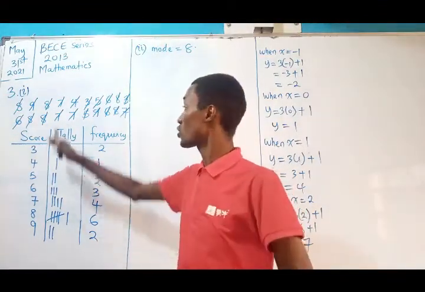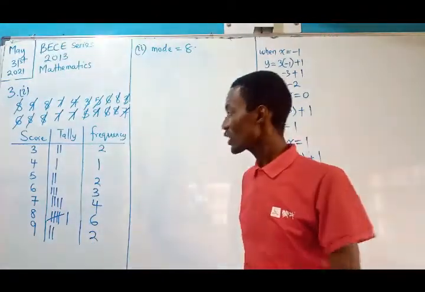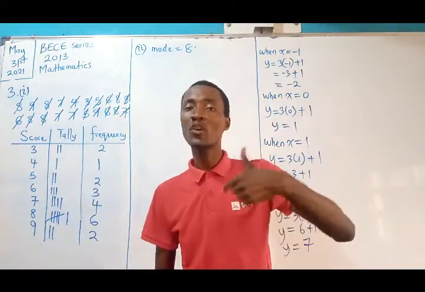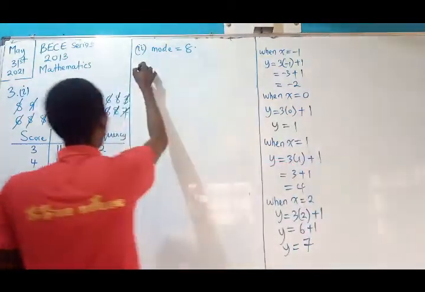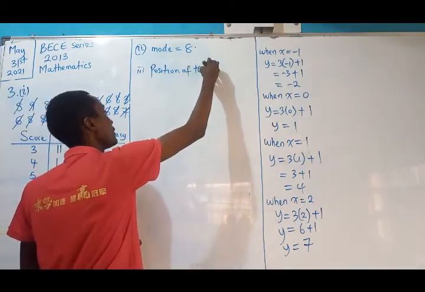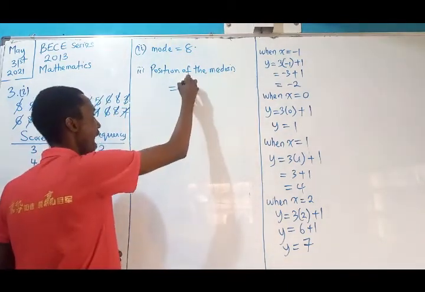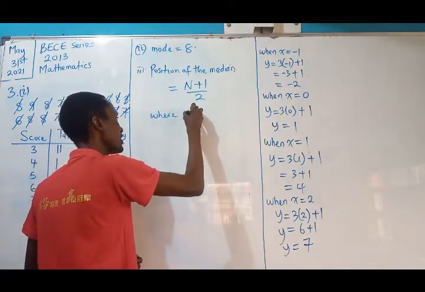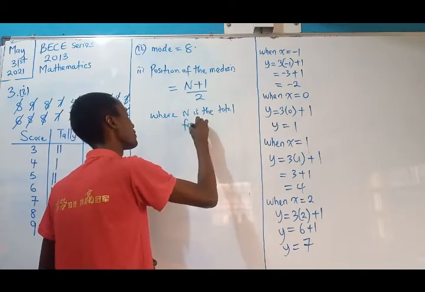So let's look at the scores we have. This is what we have. Please be watchful here. You've done this. There's a reason you have done this. So if we want to look for the median, we must look for what is called the position of the median. So position of the median will be equal to n plus 1 over 2, where n is the total frequency.